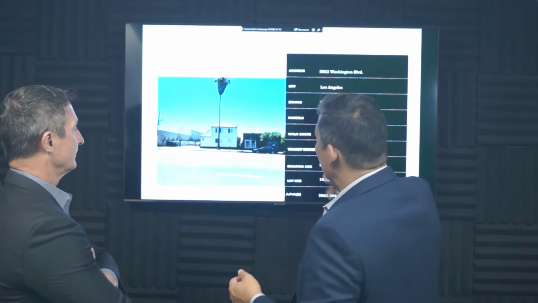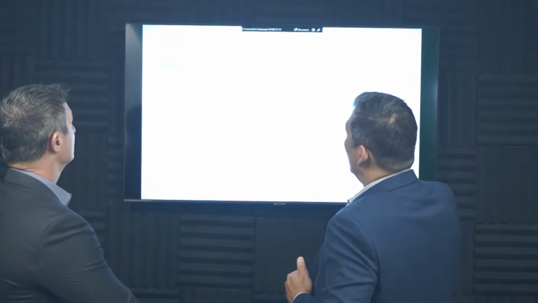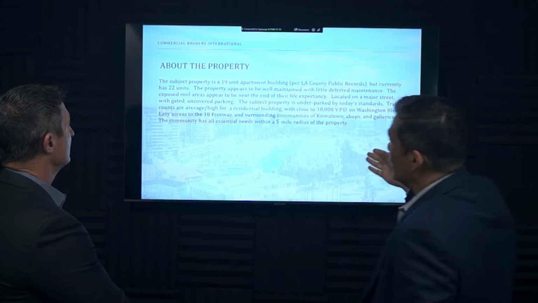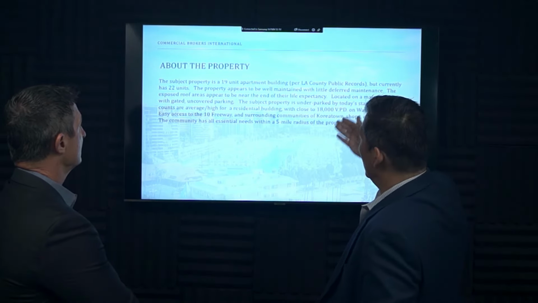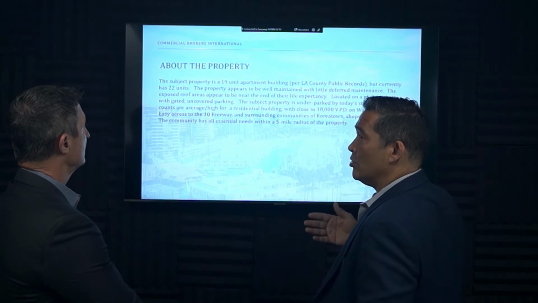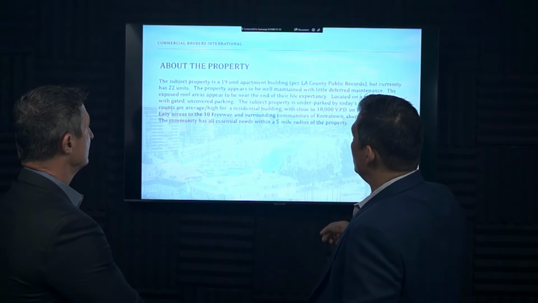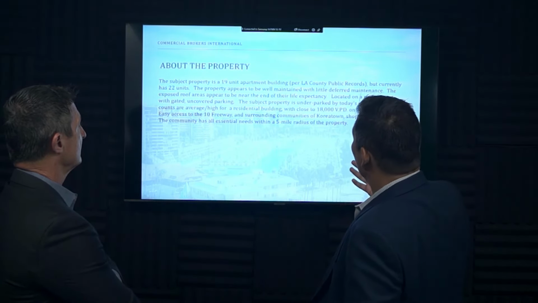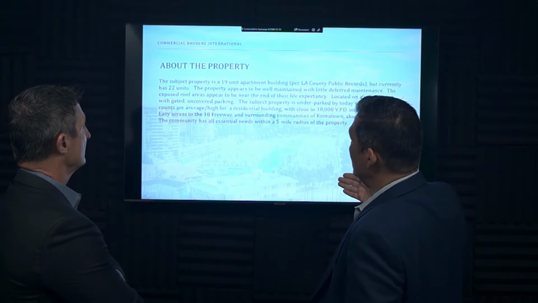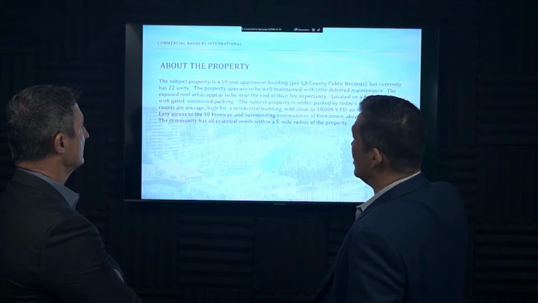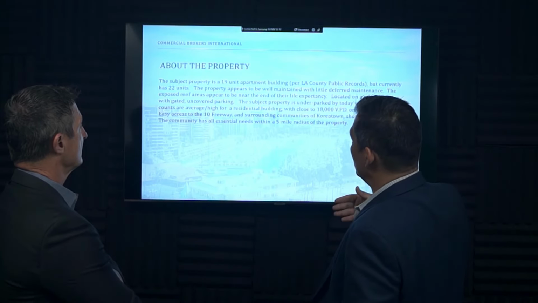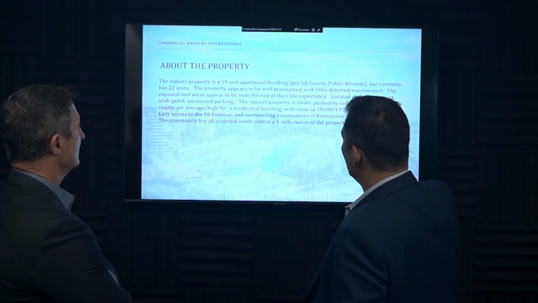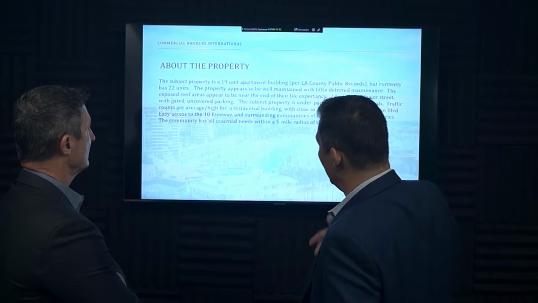Okay. So then as we move on, we have a summary of the property. This particular property was a 19-unit apartment building, currently has 22 units. Per LA County Public Records, only 19, so you have 3 ADU units that were added after the fact. The property appears to be well maintained, little deferred maintenance. The exposed roof areas appear to be near the end of their life expectancy. Located on a major street with gated, uncovered parking, the subject property is underparked by today's standards. However, traffic counts are average to high for a residential building with close to 18,000 vehicles per day, and easy access to the 10 freeway, surrounding communities, Koreatown, shops, galleries. Community has all essential needs within a 5-mile radius of the property.